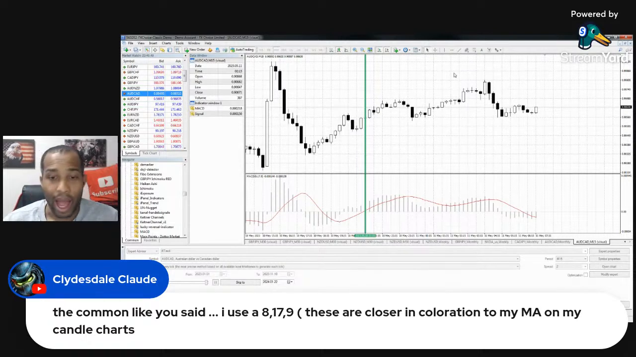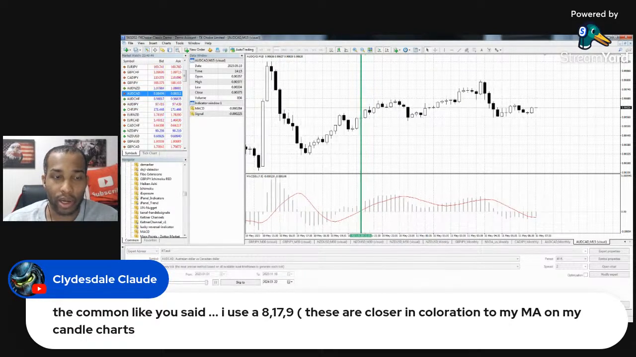And how would you exit the trade? What would you use to exit the trade? A MACD, moving average.